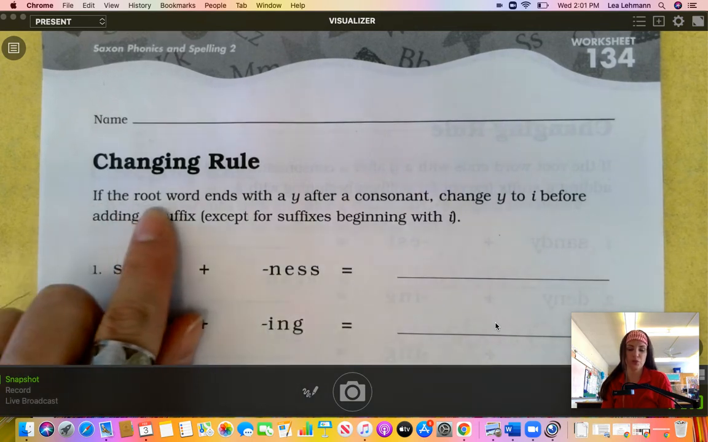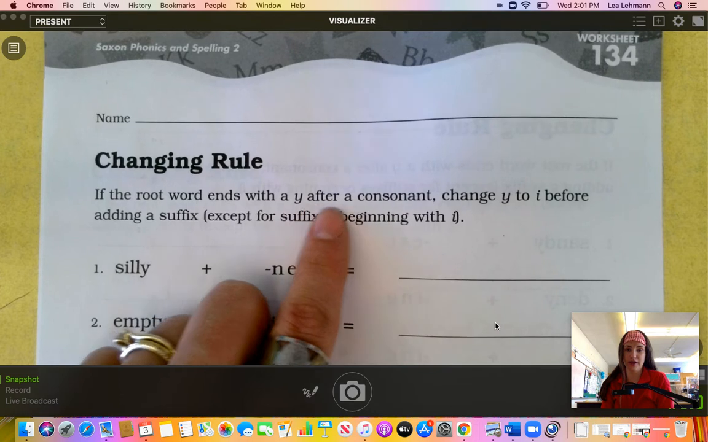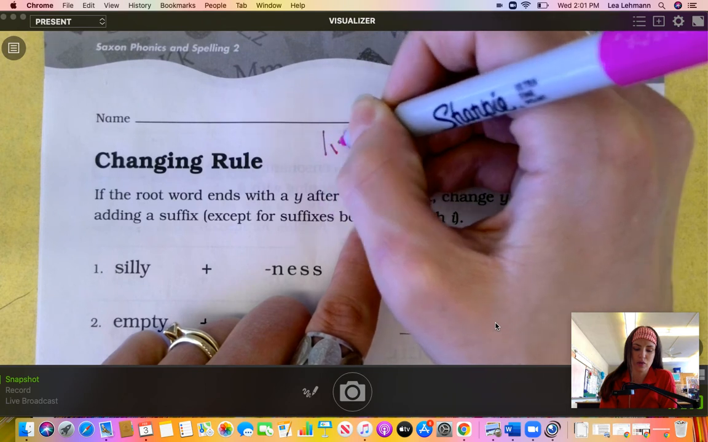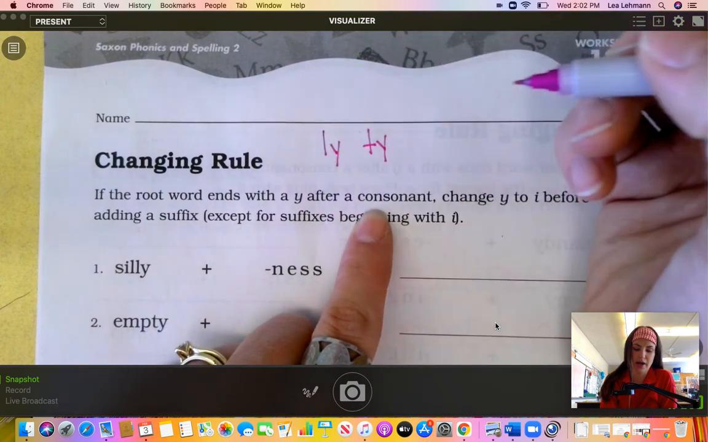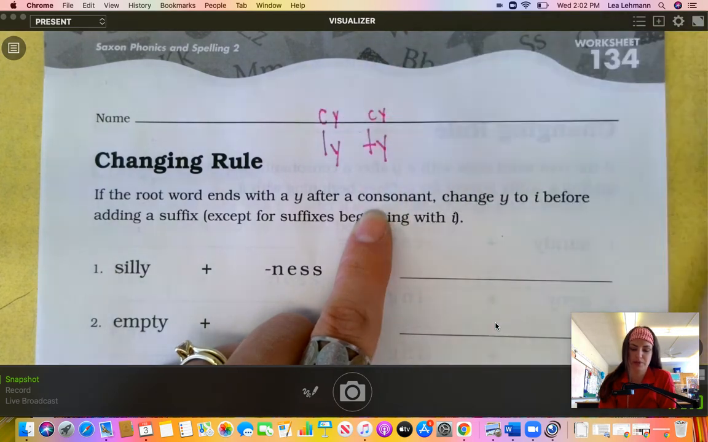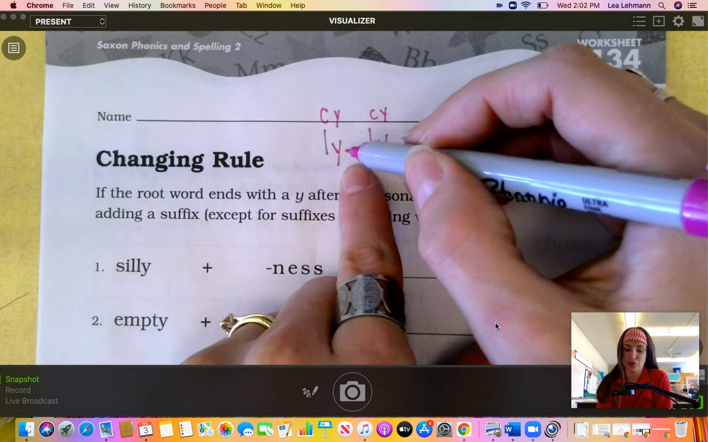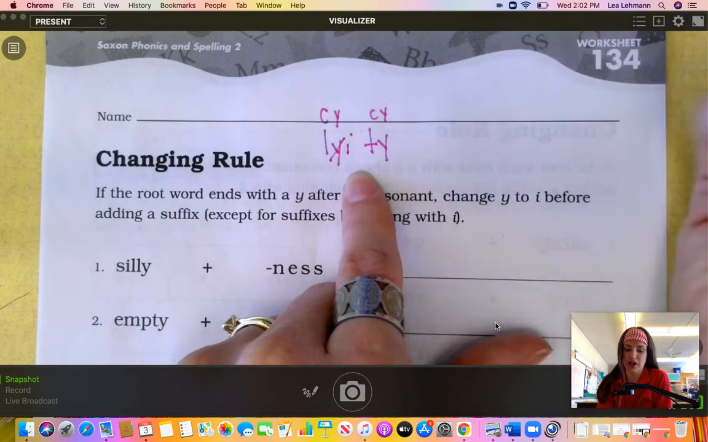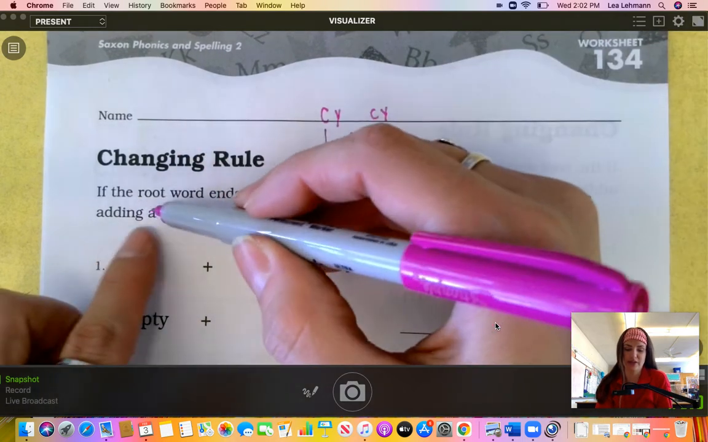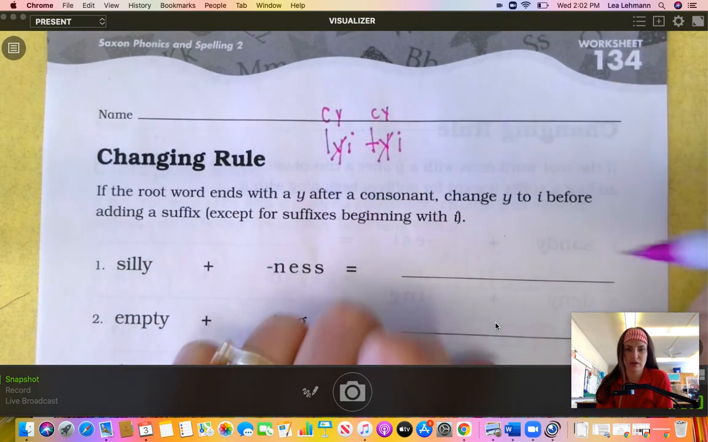It says if the root word ends with a Y, which they all will, Y after a consonant. So I'm going to actually write it like this: L-Y or T-Y. That's a consonant and then Y. Change the Y to I. You're going to change it to I before adding a suffix, except for suffixes beginning with I.